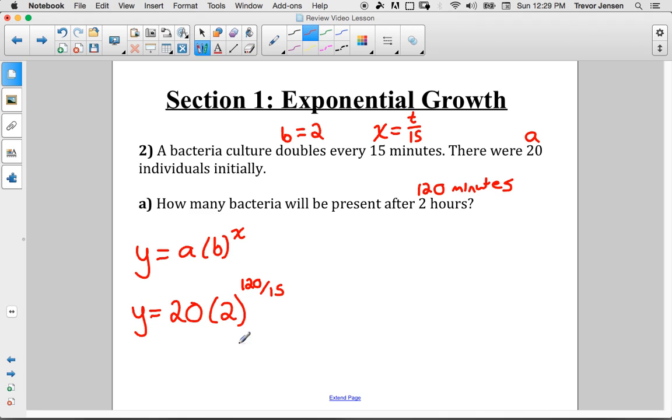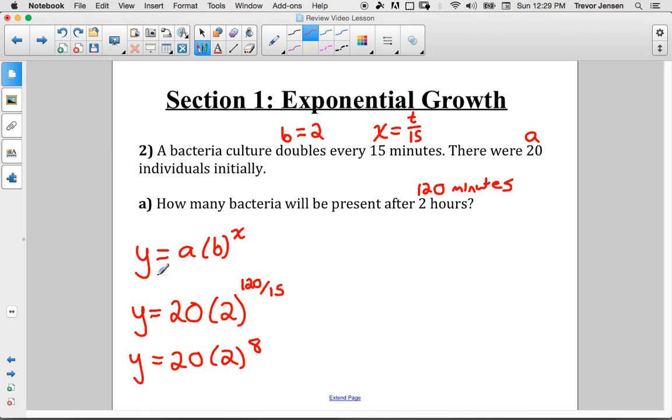divided by 15. And 120 divided by 15, well, that's 8, so I really need to do 20 times 2 to the exponent of 8. What does this equation mean? This means that our initial value of 20 is going to be doubled 8 times. 2 to the exponent of 8 means 2 times 2 times 2, and so on. It means 8 factors of 2 being multiplied together.